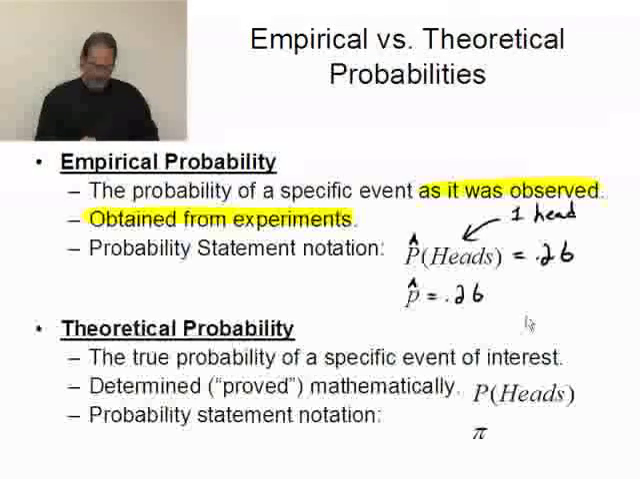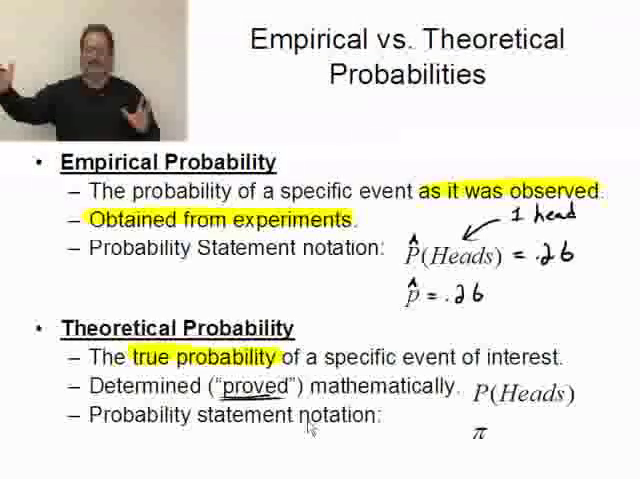Now, theoretical probability is the true probability of a specific event of interest. So the difference is an observed value versus an actual true value. And this true value is determined or proved as such mathematically. We actually show that this is what should happen in theory. This is our population value. And then if we do the experiment, we expect the experimental values to be close to those theoretical values.